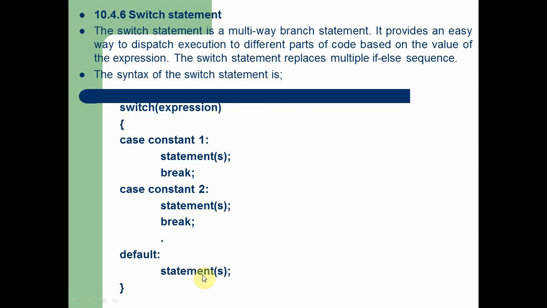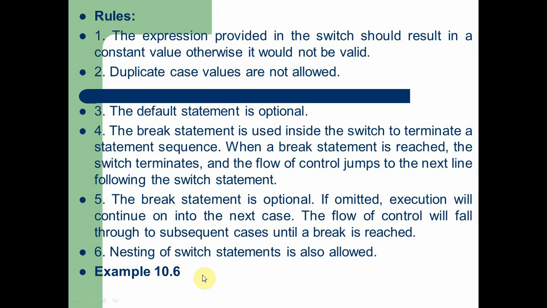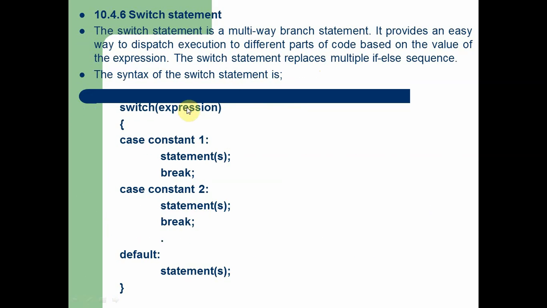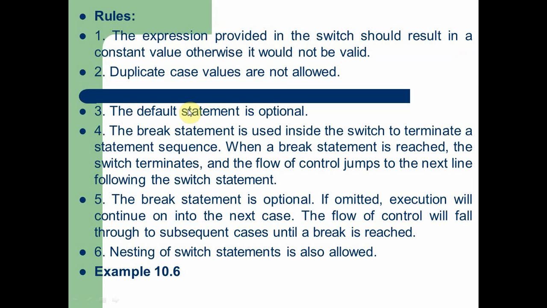So here you can see some of the rules for using the switch statement in C++. Rule number 1: the expression provided in the switch should result in a constant value, otherwise it would not be valid. It means whatever expression we give here should be a constant value. It should not change between the execution of the program.